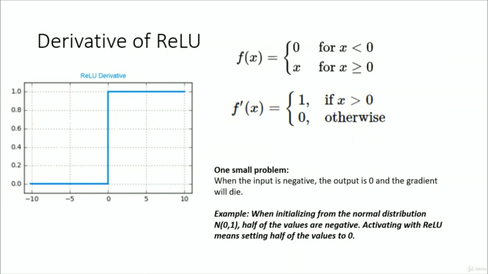Here's an example. When initializing from the normal distribution, with a mean of 0 and a standard deviation of 1, realize that according to the normal distribution, half of the values are negative and half are positive. If you activate these with the ReLU activation function, you're setting half of the values to 0. So this is one drawback of ReLU.